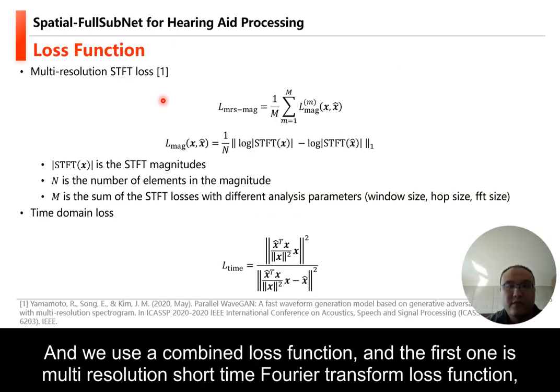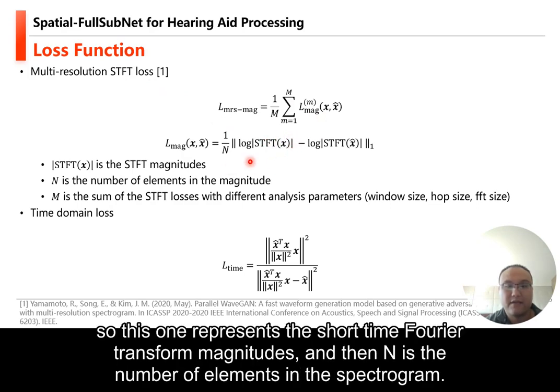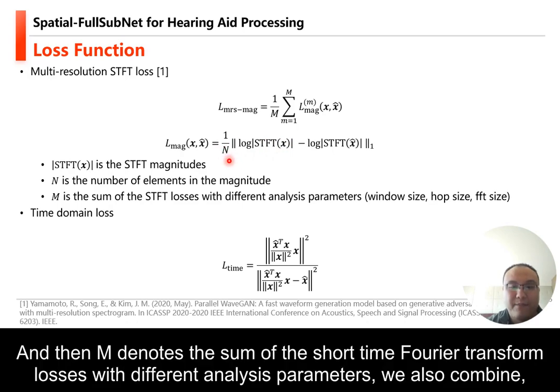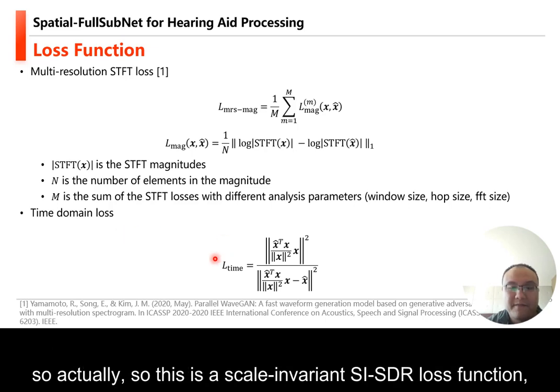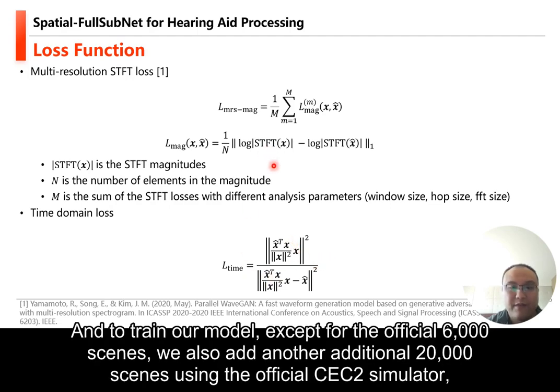We use a combined loss function. The first one is a multi-resolution short-time Fourier transform loss function, as shown in this equation. This term represents the short-time Fourier transform magnitudes, N is the number of elements in the spectrogram, and M denotes the sum of the short-time Fourier transform losses with different analysis parameters. We also combine this with a time domain loss function, specifically a scale-invariant SDR loss, and we combine them together.